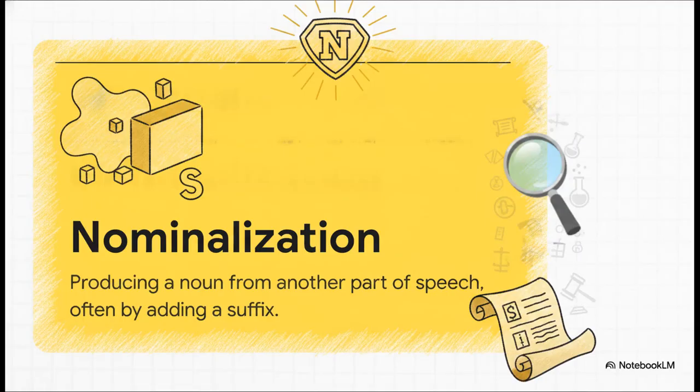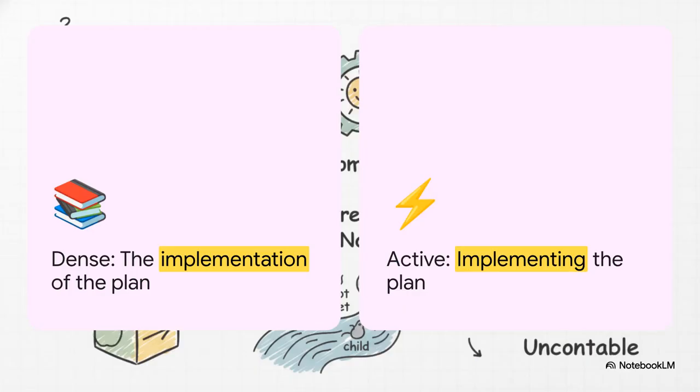This brings us to a really powerful concept called nominalization. This is a shape-shifting superpower heavily utilized in academic, legal, and formal writing. Basically, nominalization is just the process of producing a noun from another part of speech, usually a verb or an adjective, by slapping a suffix onto the end of it. Let's look at how that plays out. You take a verb like decide, and it becomes decision. You take an adjective like happy, and it becomes happiness.